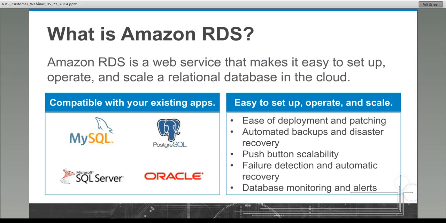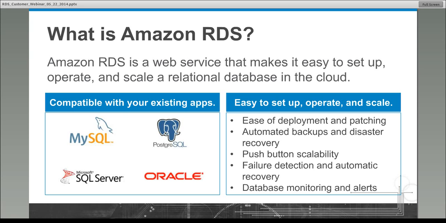We also do push button scalability. If you want to increase your CPU or memory, you can, with a push of a button, increase your database instance from T1 Micro, which has about 1 CPU and 600 megabytes of RAM, all the way up to our CR1 8 extra large, which has 32 vCPUs and 244 gigabytes of RAM, which is a pretty big instance.